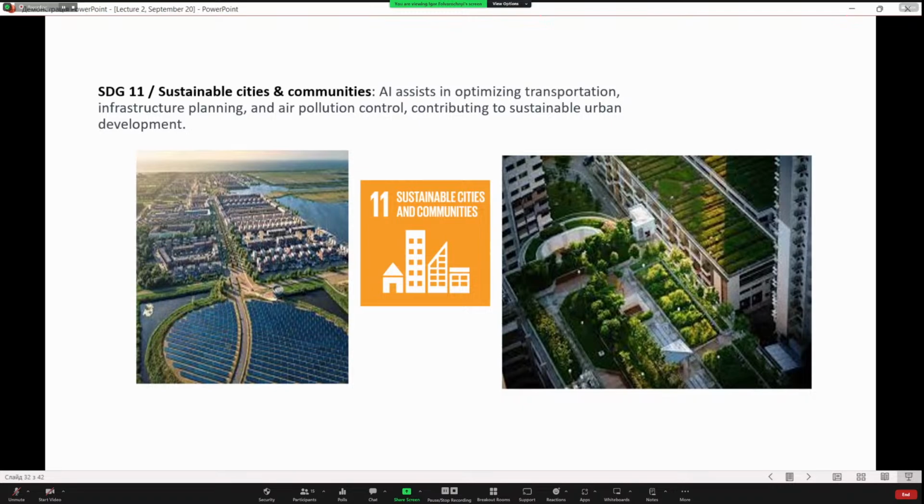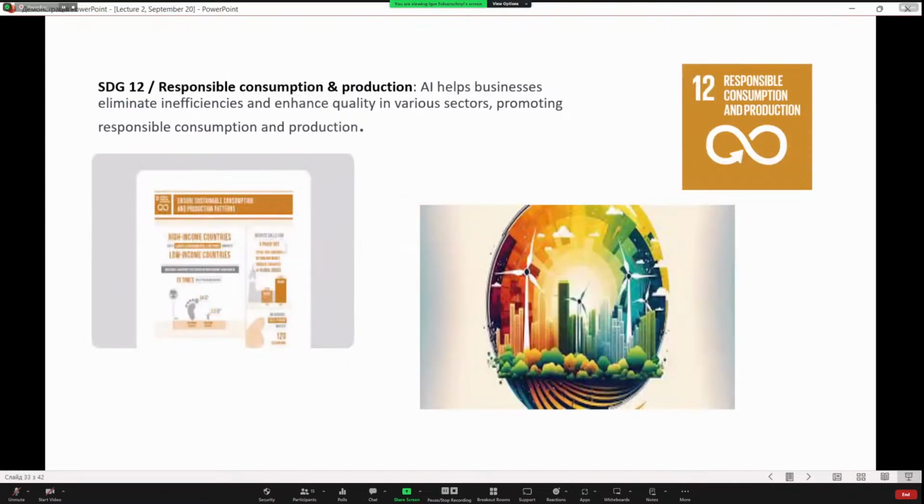So we can go further, and now we are on sustainable cities and communities, number 11th level. AI can assist and optimize transportation and infrastructure planning and population control to contribute to sustainable urban development. We all want to live in sustainable cities, in modern buildings, but how can we provide the concept, how can we build our towns and make them more efficient to live in without some prognosis, without actually modern trends?